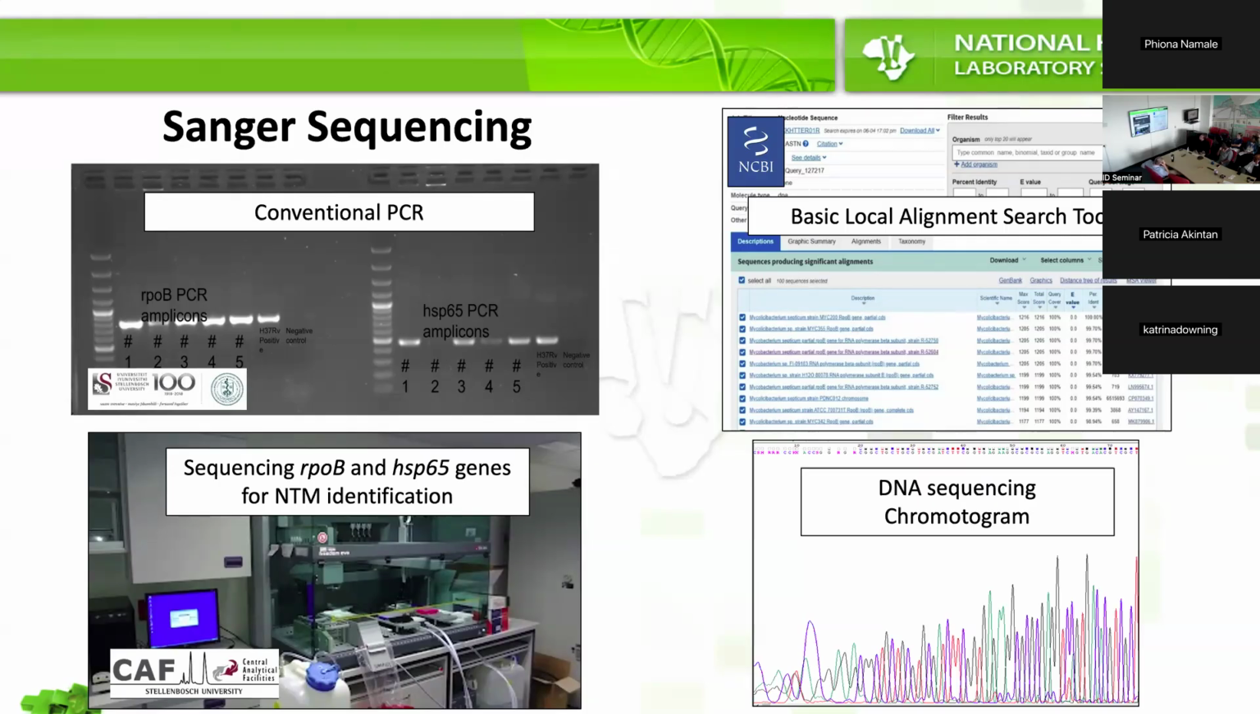We'll start with conventional PCR, in the top left-hand corner there, including genes like the hsp65 gene and rpoB, and then we send them to the Sanger facility. It's very local here at Tygerberg, at Stellenbosch, the Central Analytical Facility, and it's very cost-effective. It's also a very short gene to sequence, about 700 base pairs.